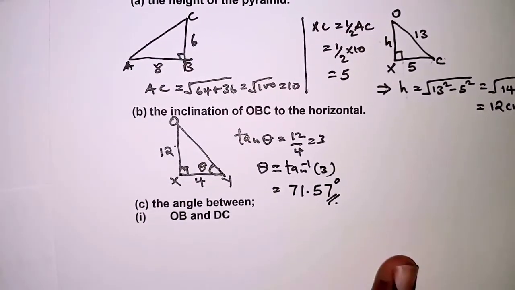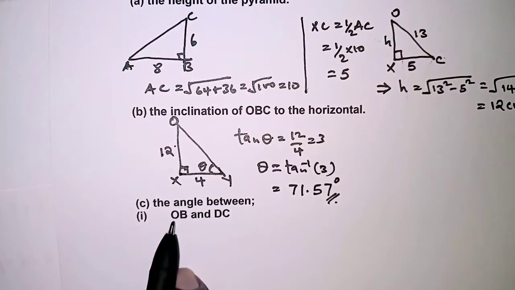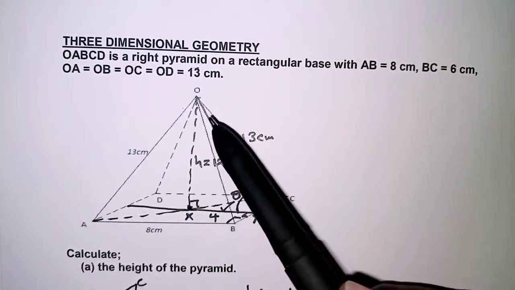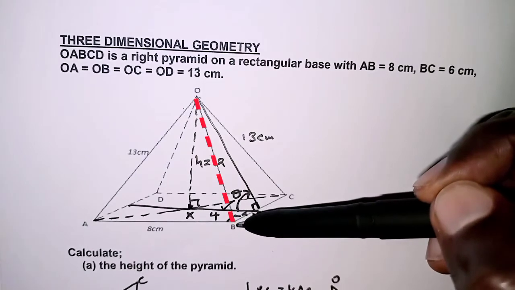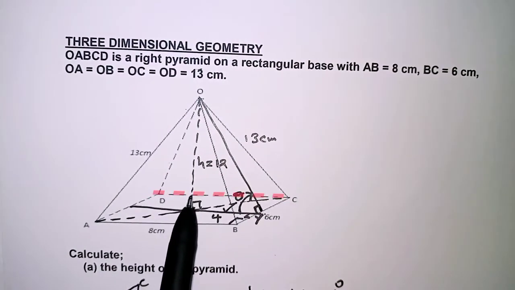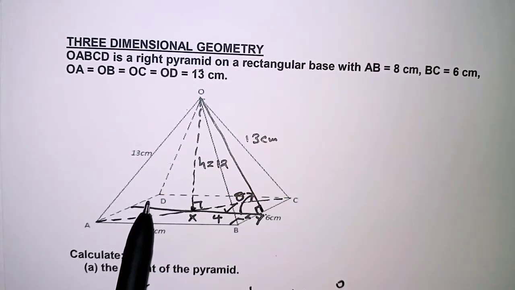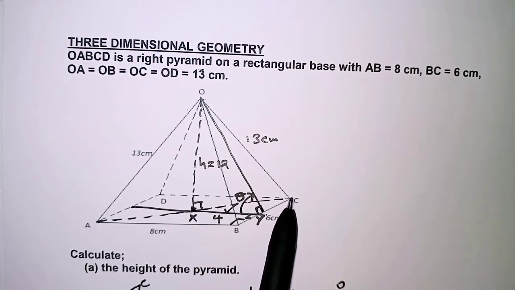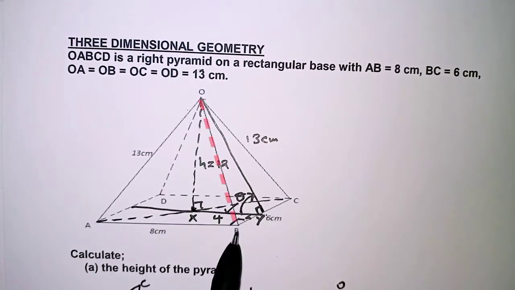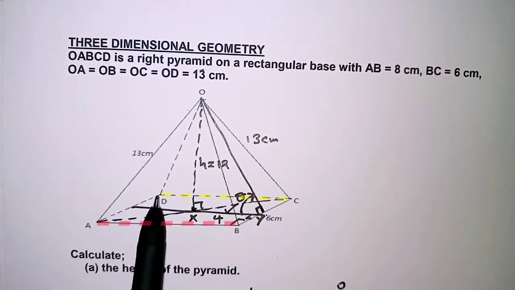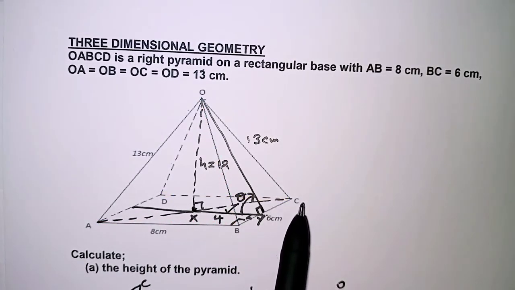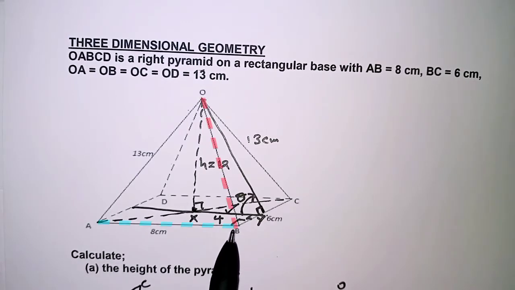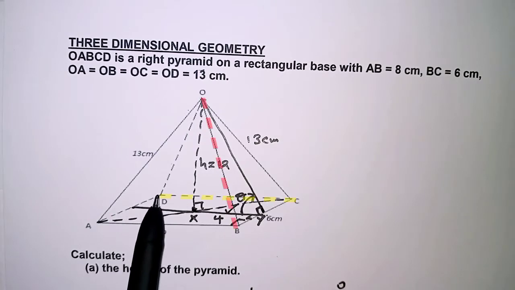Next, for part C, we need to get the angle between OB and DC. So in the diagram, OB is right here, and DC is on this other end. One thing we need to note is that the angle between OB and DC is the same as the angle between OB and AB. Remember, AB and DC are parallel and equal, and therefore the angle between OB and AB will just be the same as the angle between the same OB and line DC.